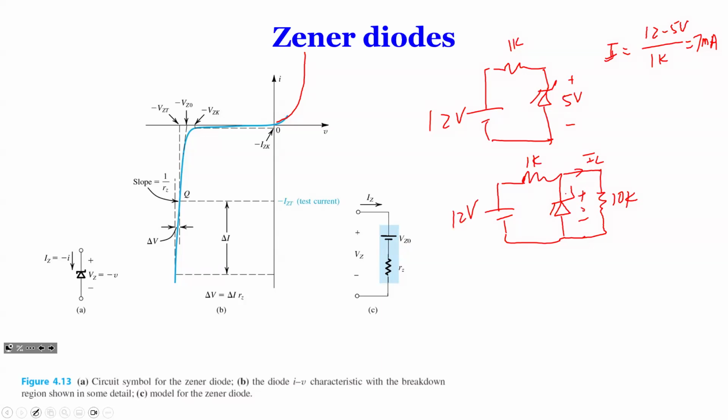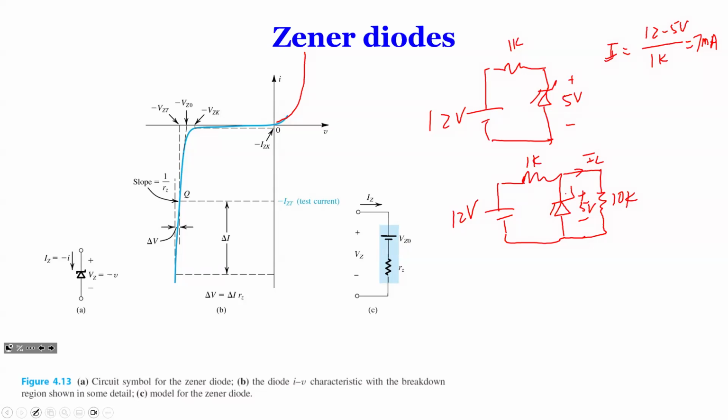So this diode circuit, the difference between this circuit and the above circuit is that we use 5 volts like a voltage regulator. We use the Zener diode as a voltage regulator. So we connect a 10 kilo ohm resistance in parallel with the Zener diode.